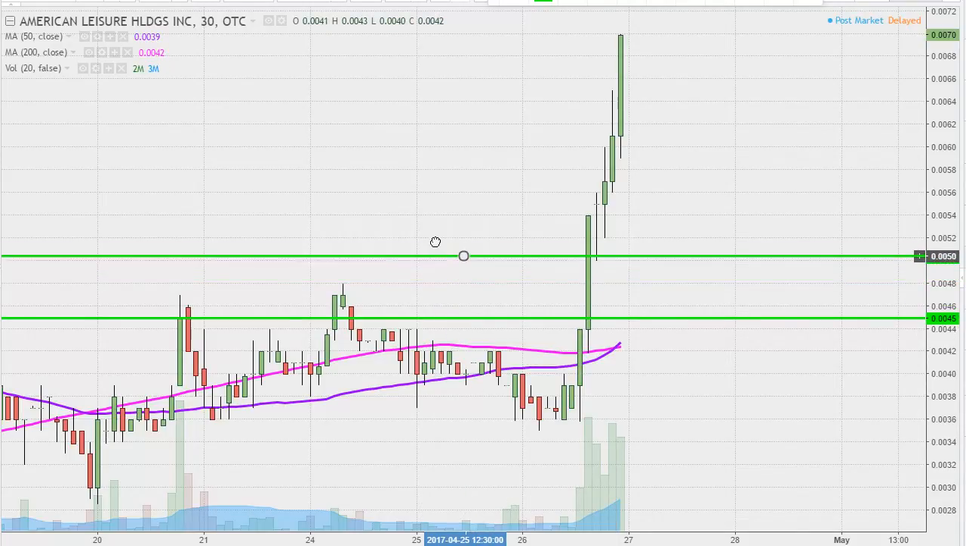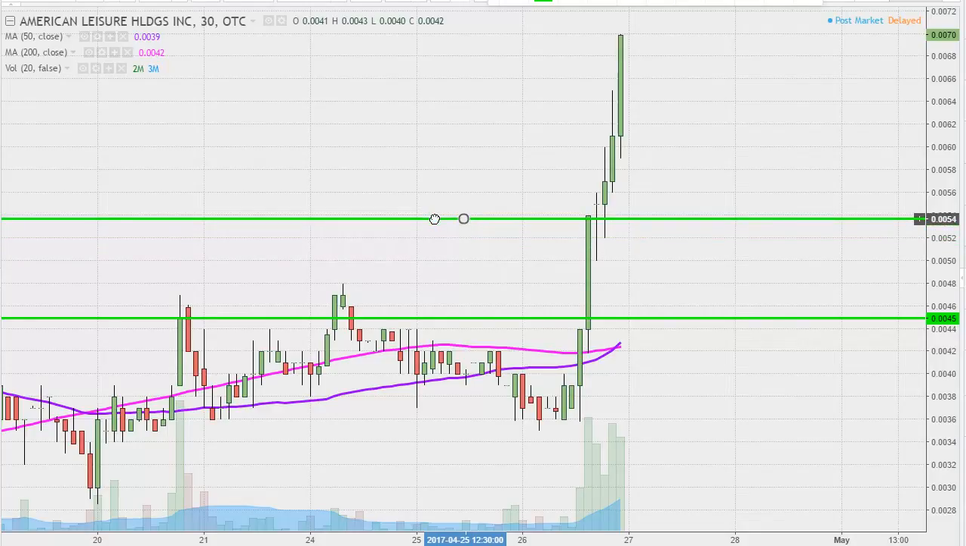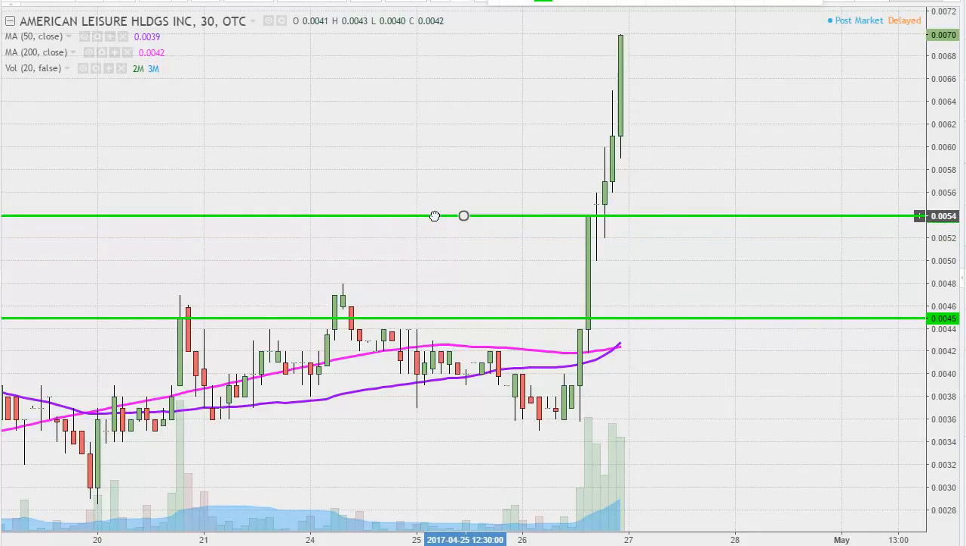Another area of support, and what I would consider the ideal level. I mean, hey Clay, what would make this chart look the absolute strongest going forward? If the price can stay up above 0054, that would make things look very, very powerful.